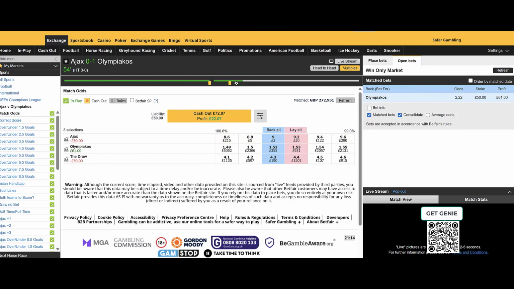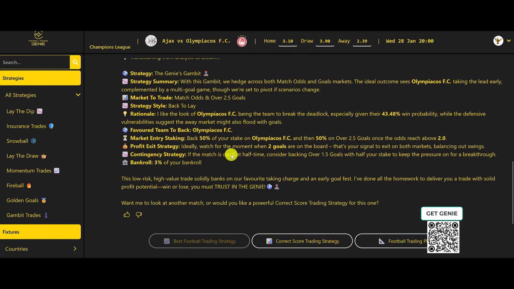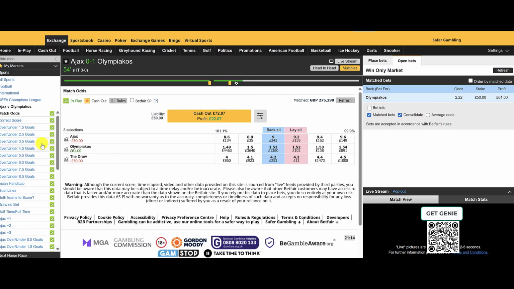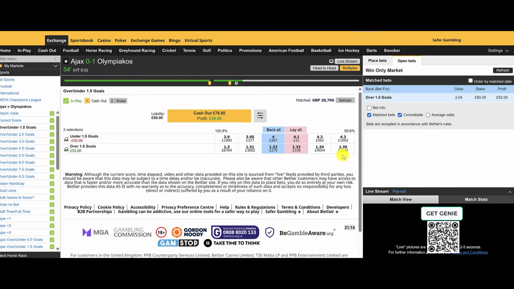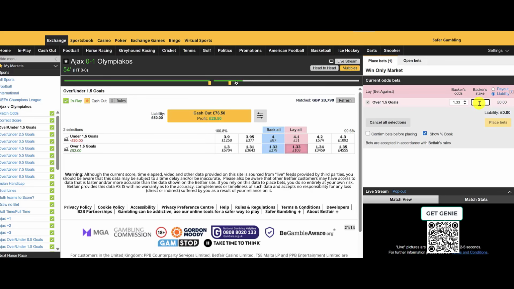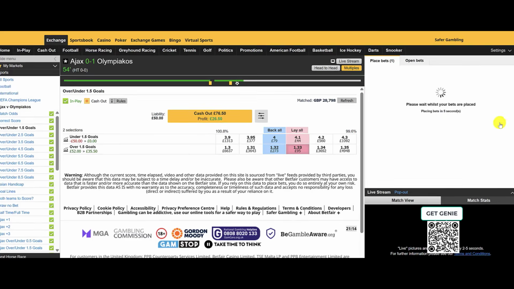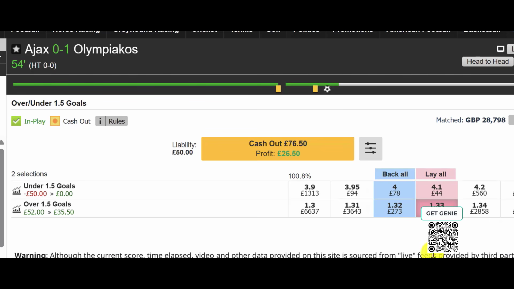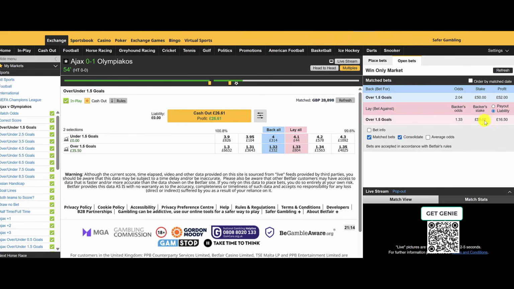Let's quickly check the directive. Based on this, ideally watch for when 2 goals are scored, so we will hang in there for 2 goals. However, remember the over and under 1.5 goals was not really part of the original plan with this, so I will leave that as a free bet on over 1.5 goals. That's locked in. The risk is removed from that.